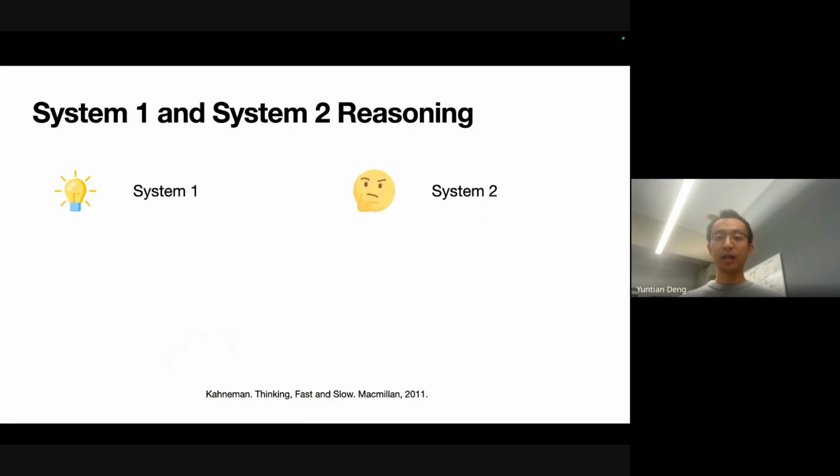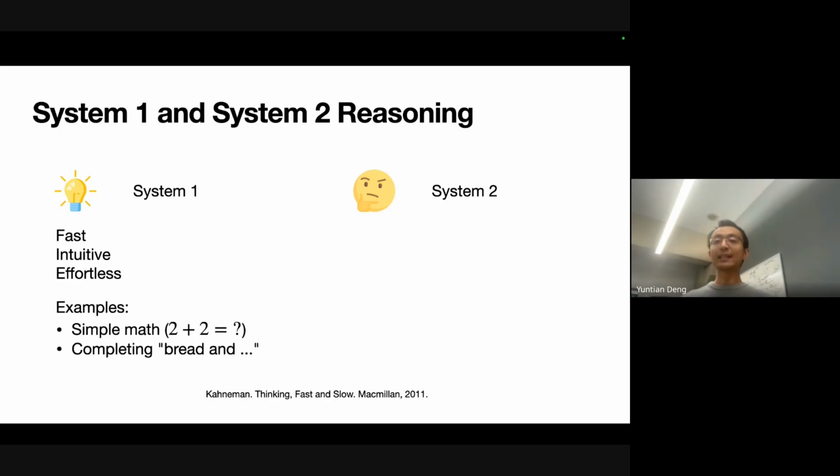Before we talk about reasoning in language models, I want to start from reasoning in the human brain. I think a lot of you might have seen this distinction between System 1 reasoning and System 2 reasoning many, many times, but here is a quick recap. When we reason about things, we have the System 1 reasoning system, which is fast, intuitive, and doesn't require effort. We can easily think of many examples of System 1 reasoning.